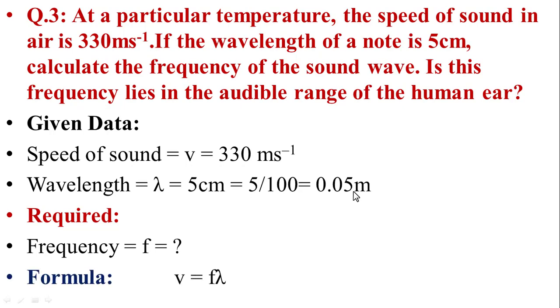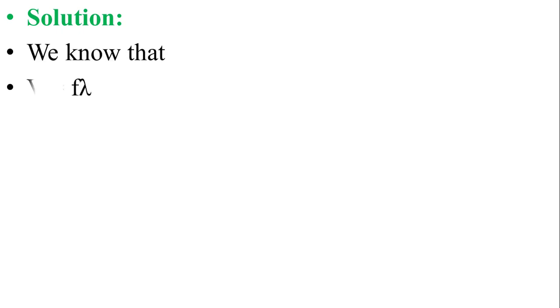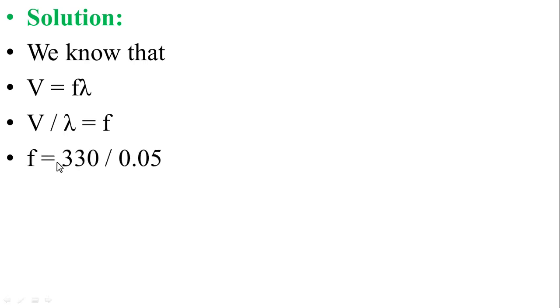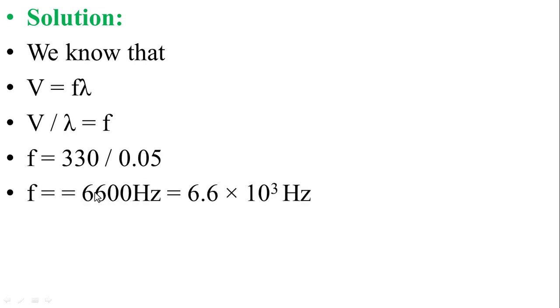We use the formula v is equal to f lambda. Then for a solution we can put in the values. We know that v is equal to f lambda. Then f is equal to v upon lambda. So frequency is equal to speed divided by wavelength. F is equal to V divided by lambda. Now F is equal to 330 divided by 0.05.